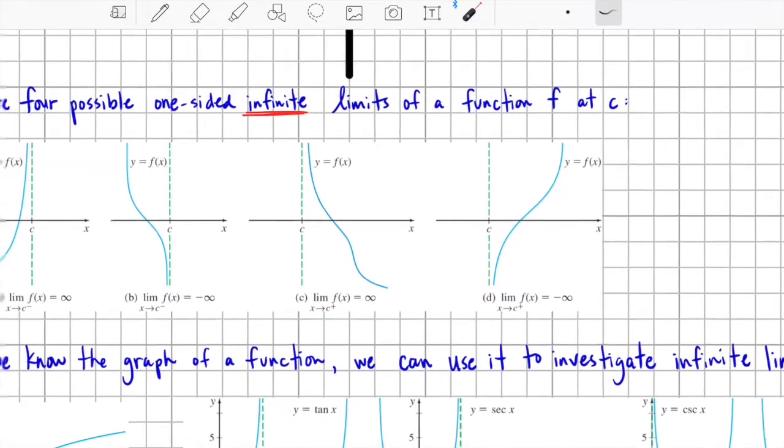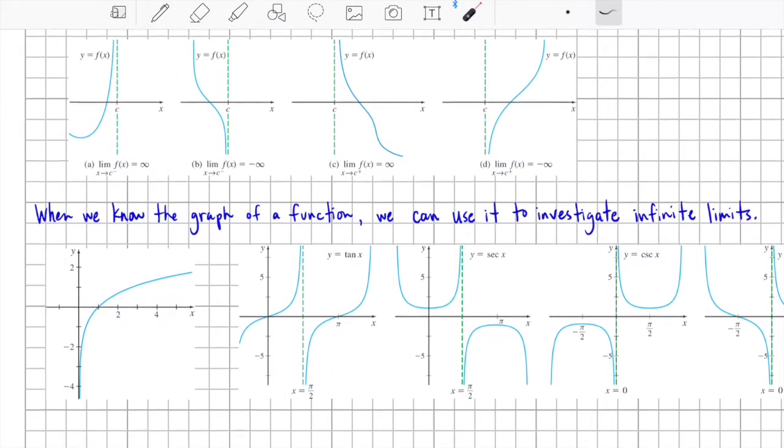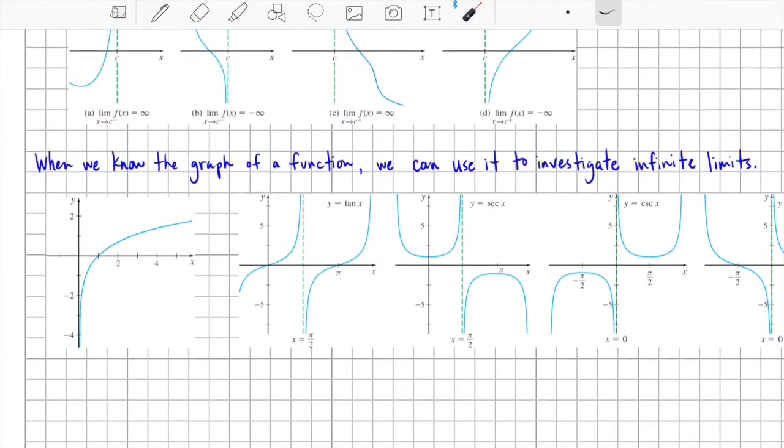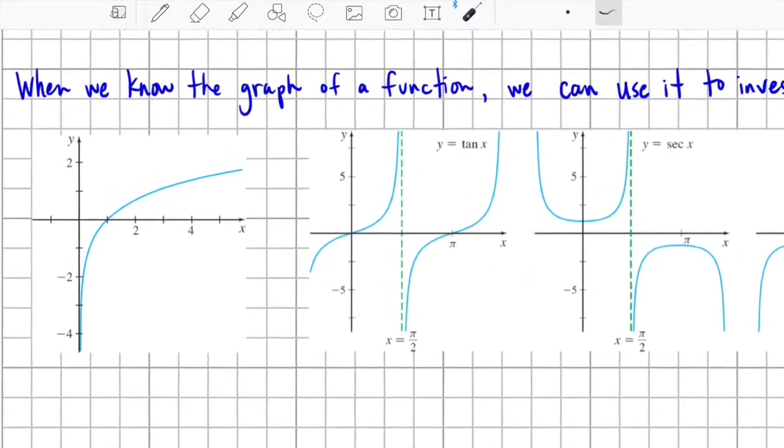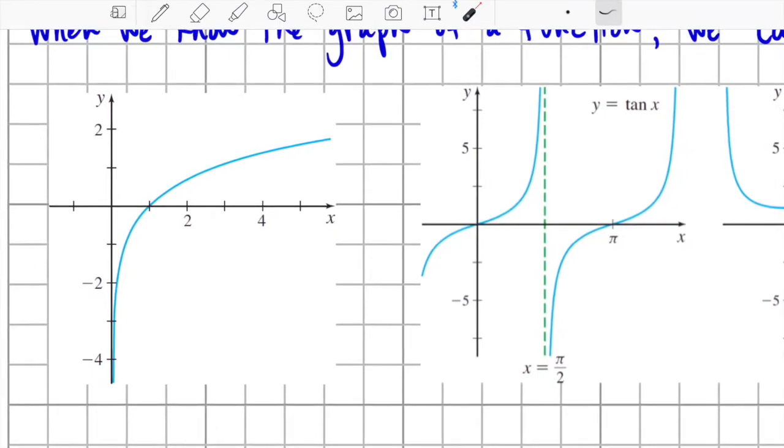Now, if we know the graph of a function, we can use it to investigate infinite limits. So let's see. So infinite limits. Let's look at this first graph. This first graph is a graph that we should all know. It is y equals natural log of x.